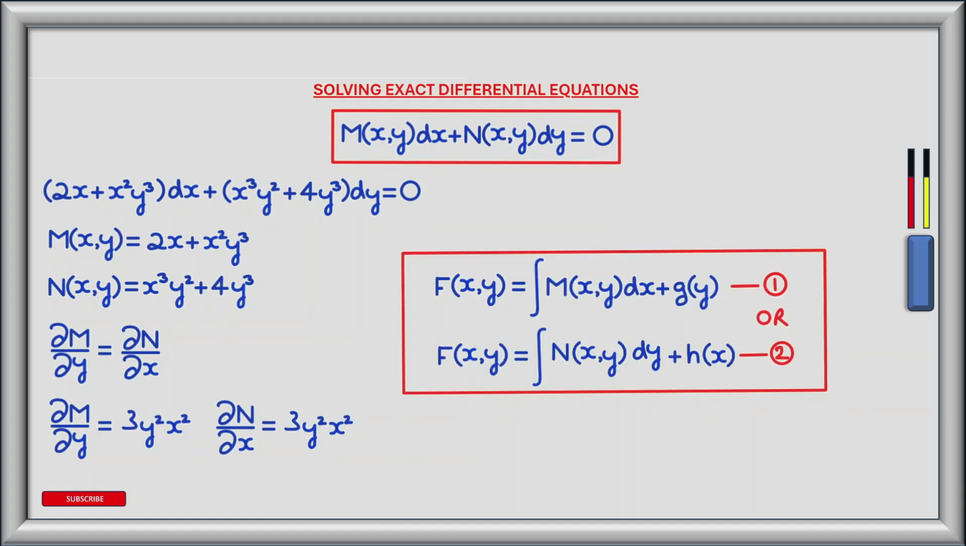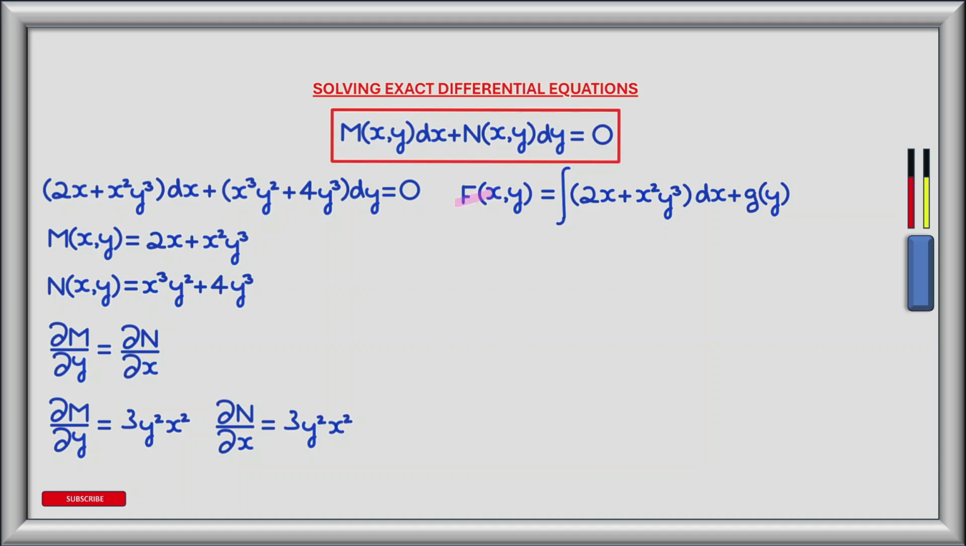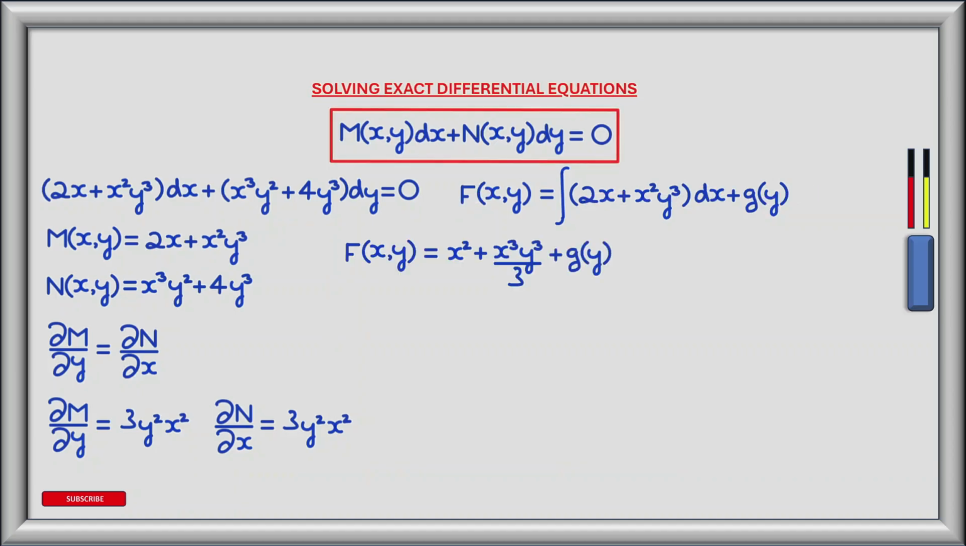We saw that we could find the potential function f, which would be the solution to our differential equation, by solving equation 1 or equation 2 shown here. And for this example, I'm going to be using equation 1. So in this case, our potential function f can be found by solving the integral of (2x + x²y³) dx plus g, which is a function of y. And evaluating this integral with respect to x, we find that the potential function f is equal to x² + x³y³/3 + g, which is a function of y.